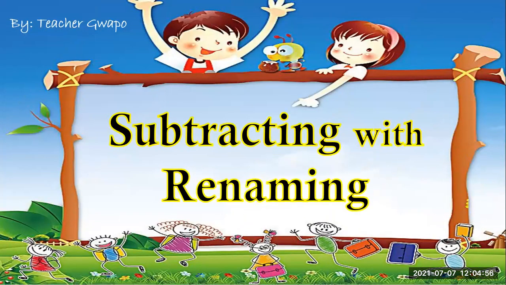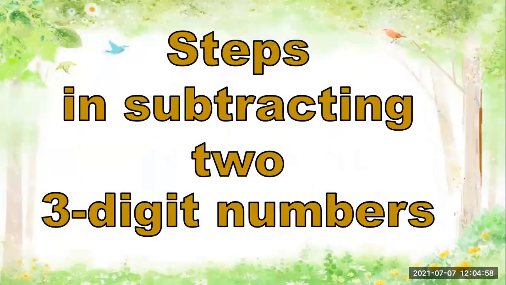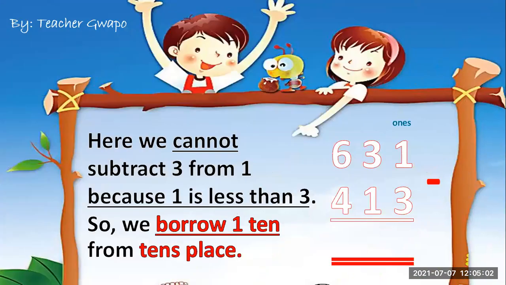Subtracting with renaming. Here are the steps in subtracting two three-digit numbers. Let's say, for example, 631 minus 413. Here, we cannot subtract 3 from 1 because 1 is less than 3. So, we borrow 1 ten from the tens place.